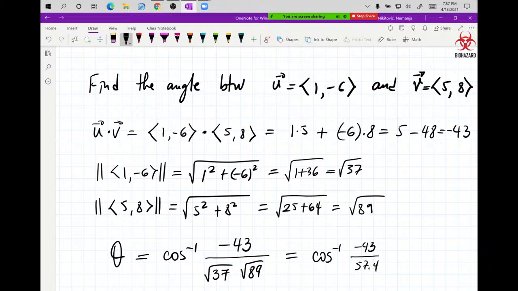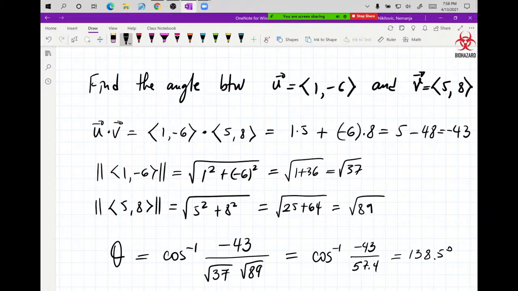And this is my first checkpoint, because I just need to make sure that the number in the denominator is bigger than the number in the numerator, because the range of cosine has to be less than 1. So cosine inverse of negative 43 divided by 57.4 is 138 degrees, 138.5 degrees. There we go.